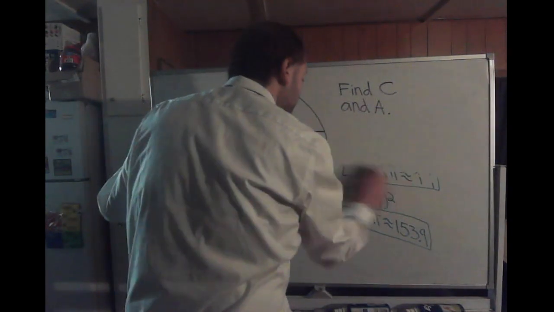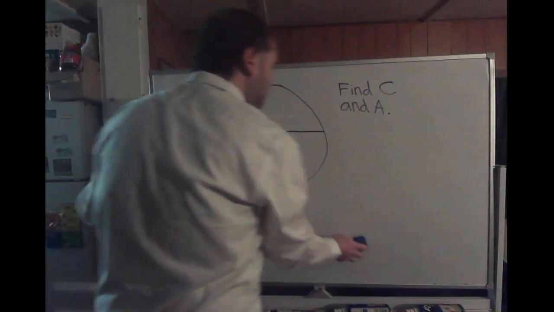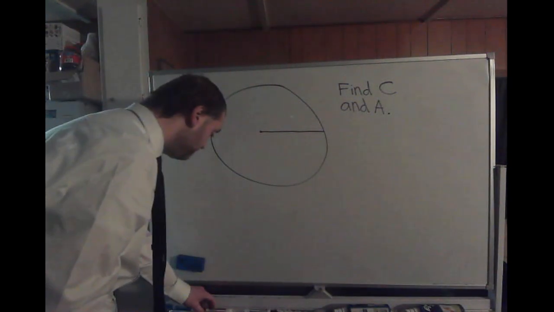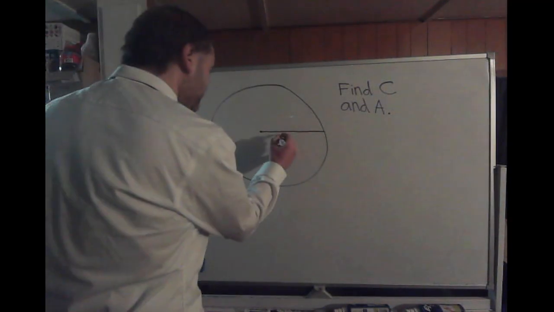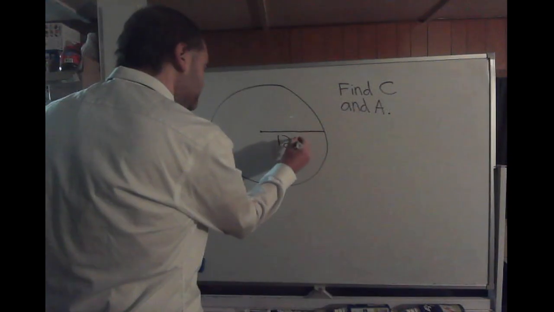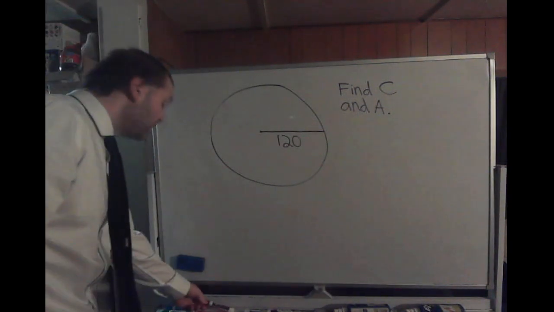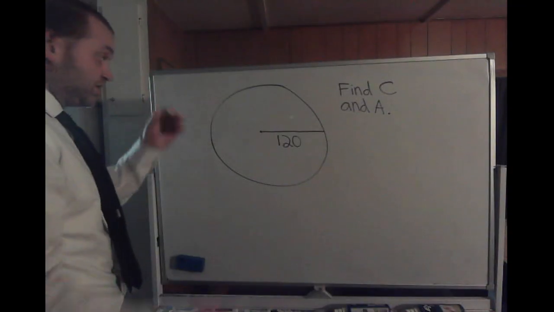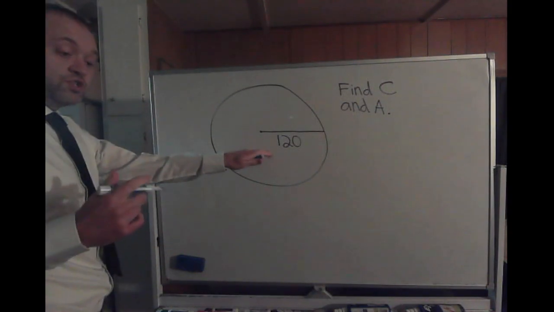All right. What do we got next? Big one. We have that the radius of this circle is 120 units, so that's going to be a big answer. So we need to find the circumference and the area with a radius of 120.